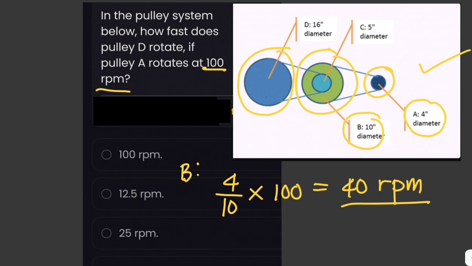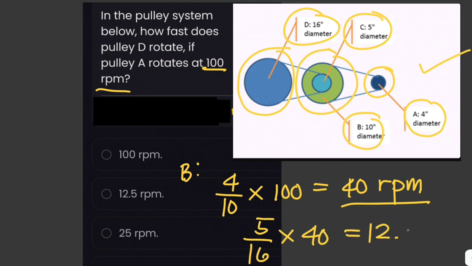Pulley D will rotate at the ratio of the diameters of pulley C and D. So that would be 5/16 times the rotation of pulley C, which is 40 RPM, and this would give us a value of 12.5 RPM. So the answer here is 12.5 RPM.